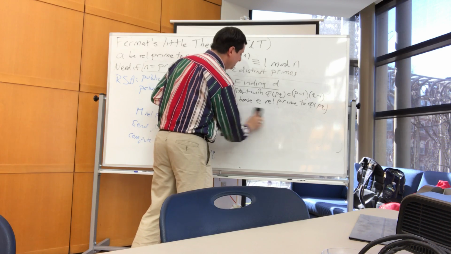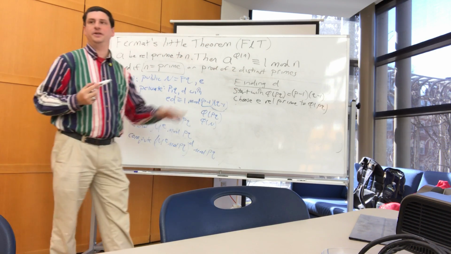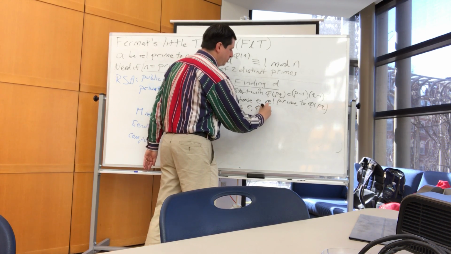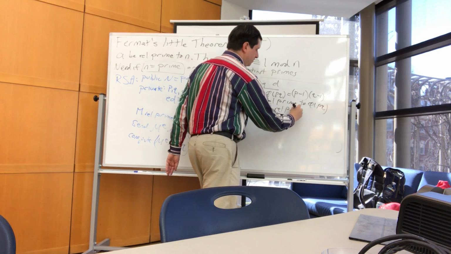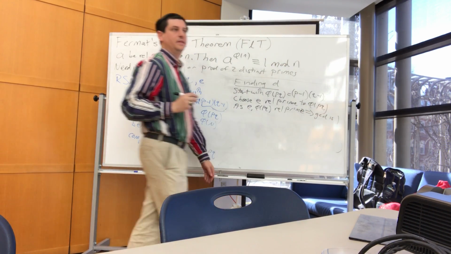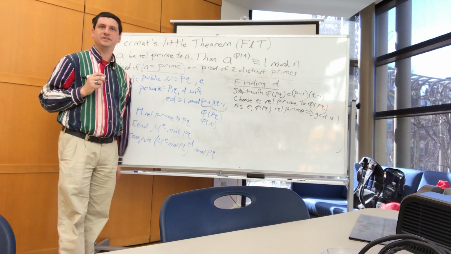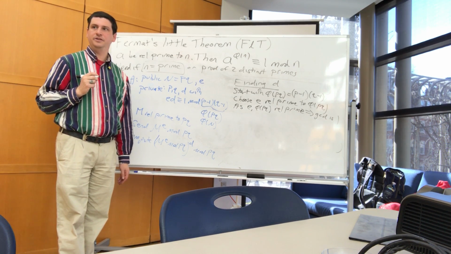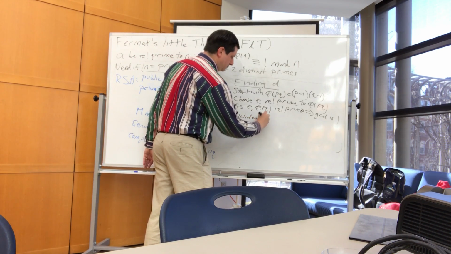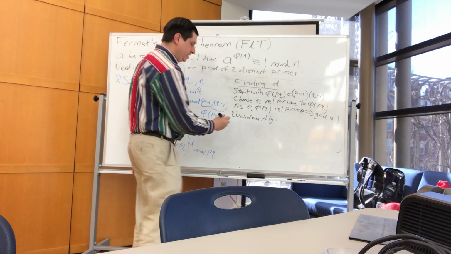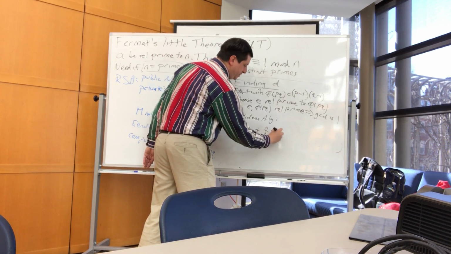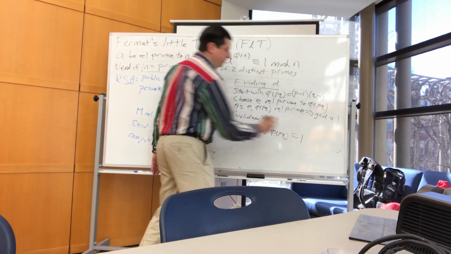Okay, so we can choose an E that's relatively prime to phi of PQ very easily. Now, as E and phi of PQ are relatively prime, that implies their GCD is 1. So by the Euclidean algorithm, we can write D times E plus F times phi of PQ equals 1.